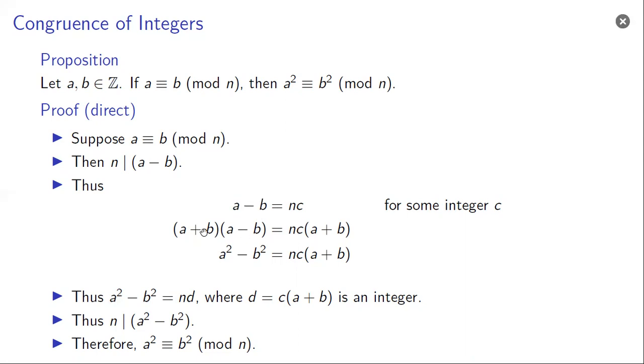Well, we can multiply both sides by A plus B, right? Multiply both sides by A plus B. That gives us here A squared minus B squared. And then on this side, we have n times C times A plus B. And that is an integer, right? So we have A squared minus B squared is equal to n times D. And that leads to the conclusion.